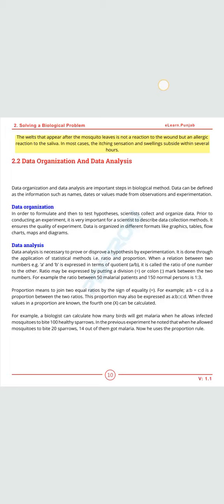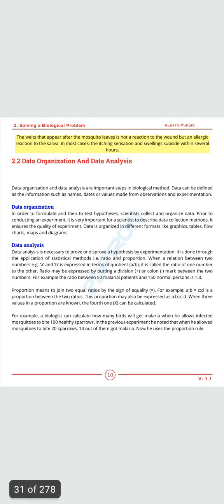Proportion means to join two equal ratios by the sign of equality. For example, a ratio b is equal to c ratio d is a proportion between the two ratios. This proportion may be expressed in this form: a ratio b, four dots, c ratio d. These are the proportion: a ratio b proportion c ratio d.